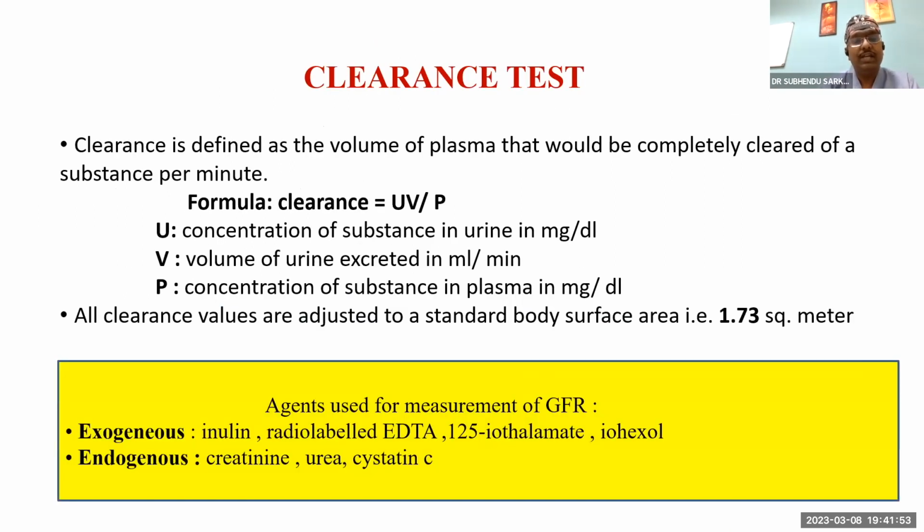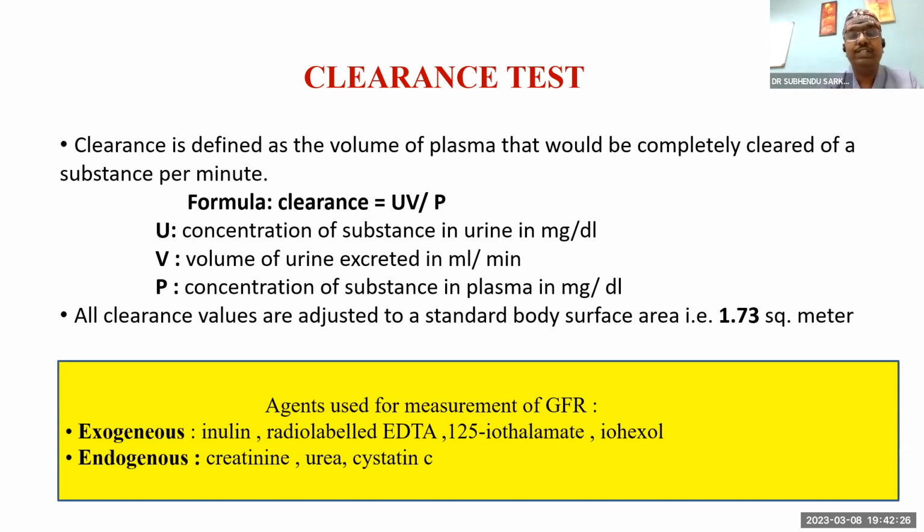Now the clearance stage. As already described, clearance is defined by the volume of the plasma that would be completely cleared of a substance per minute, and it is calculated as UV by P. U stands for the concentration of the substance in the urine, V for the volume of the urine, and P for the concentration of the substance in the plasma. All clearance values are adjusted to a standard body surface area of 1.73 square meter, so it's a fixed value.